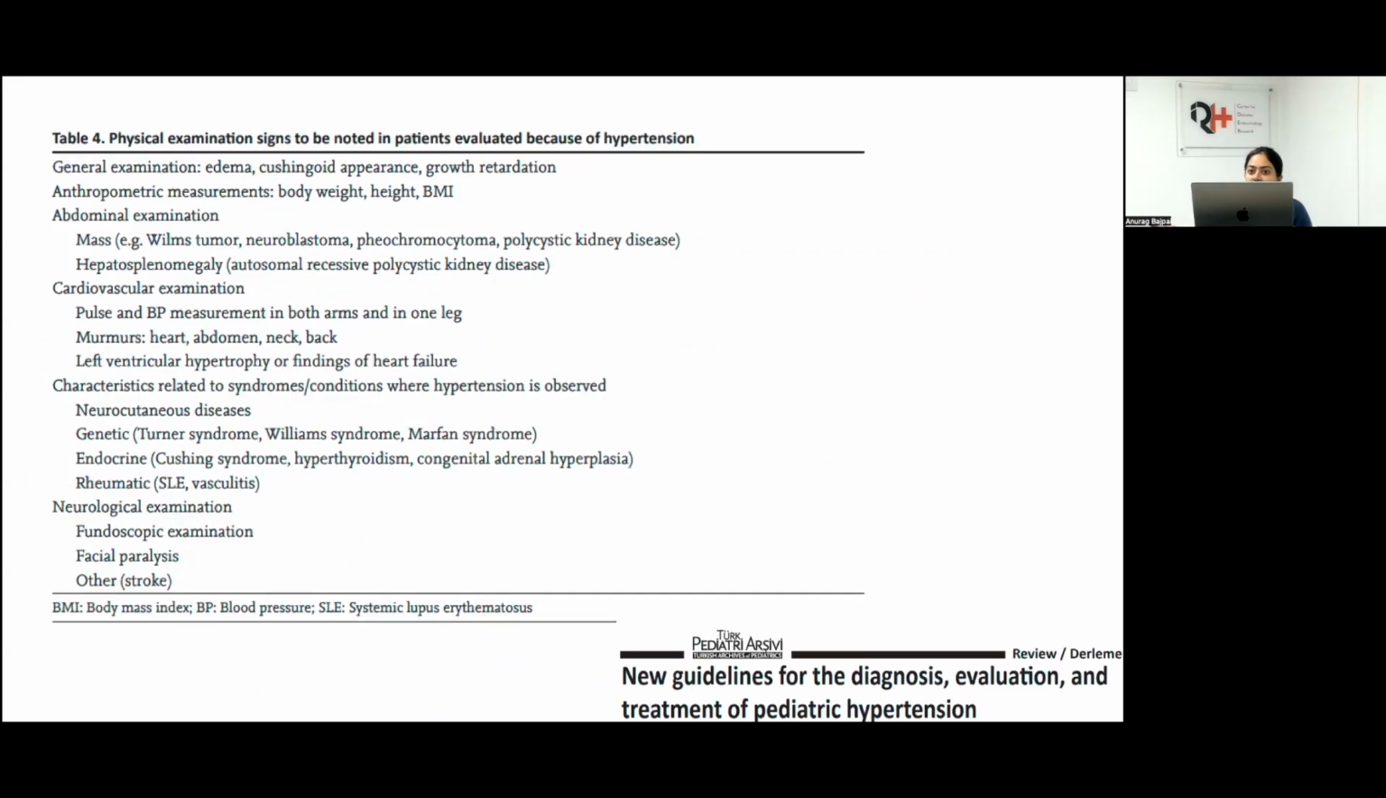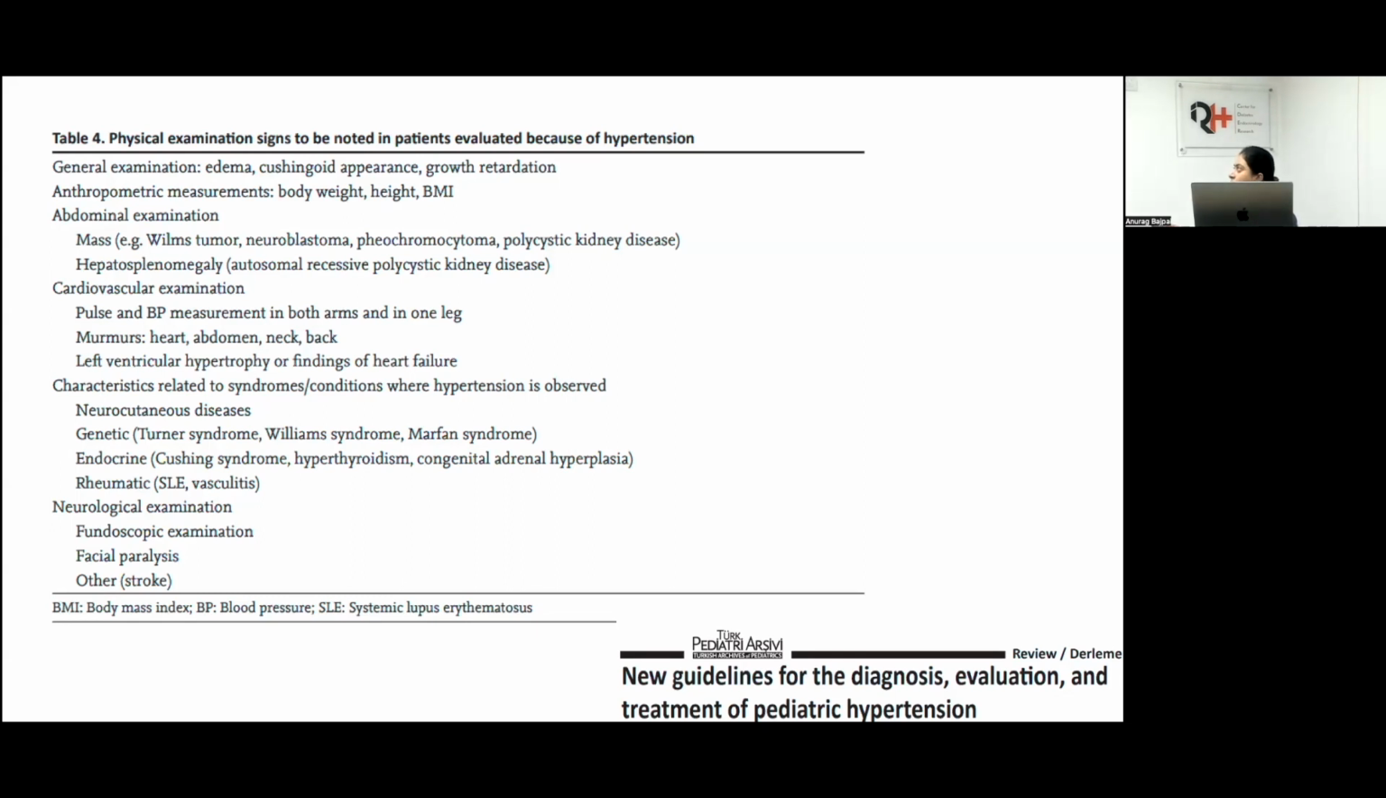And when you have a child with hypertension, the important things to look for on general examination are edema, which may point towards a nephrotic syndrome, or Cushingoid appearance. Growth retardation will point towards maybe a chronic kidney disease.